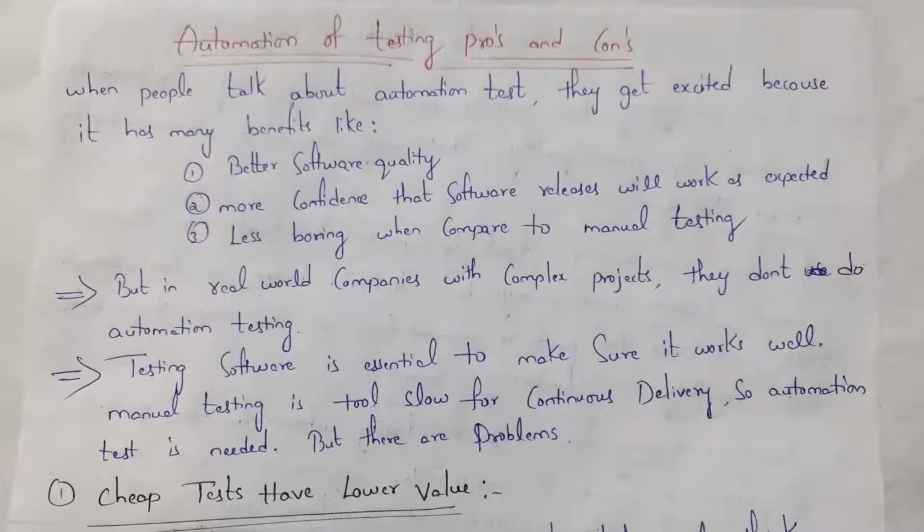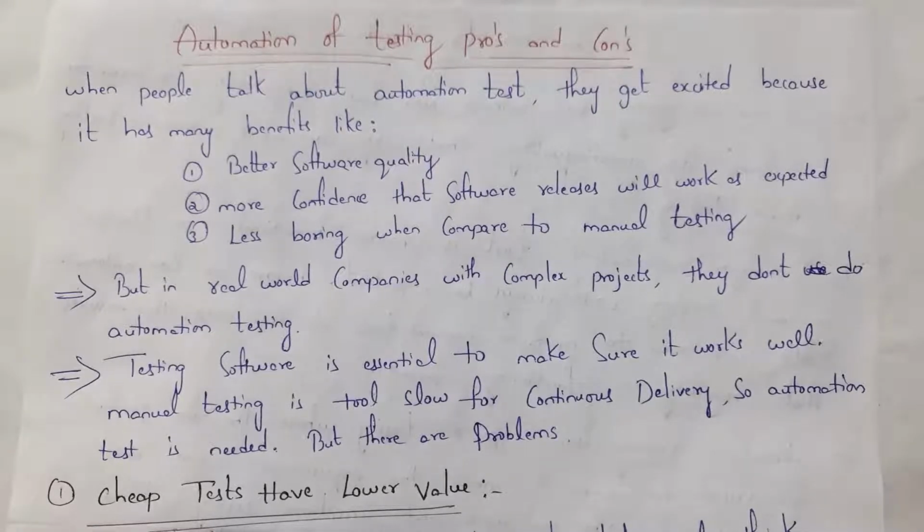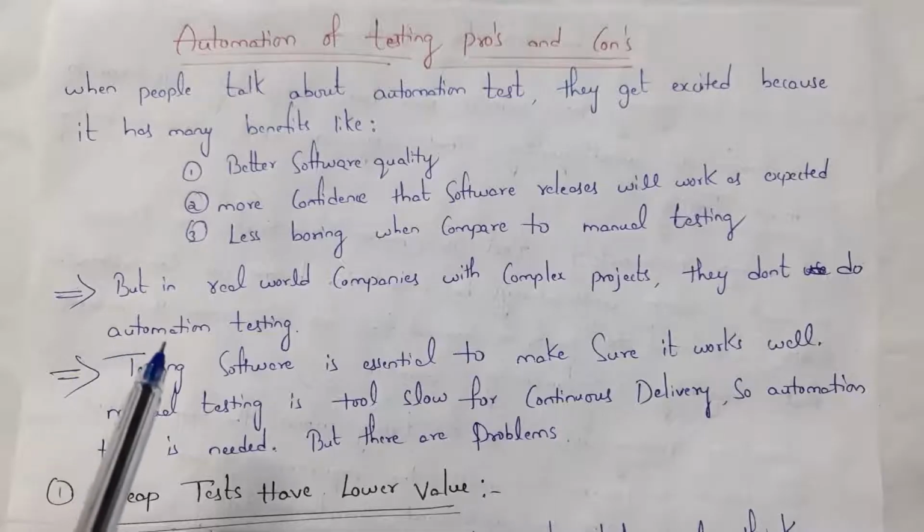But in many companies that are handling complex projects, they don't do automation testing. In many complex projects, they will do only manual testing. Whenever we develop any software, definitely we need to perform testing on that software in order to make sure that it works well. Whereas in DevOps, we need to perform continuous delivery. That is nothing but continuously delivering updated versions of software. Manual testing will take a lot of time, that is why we need to prefer automation testing.